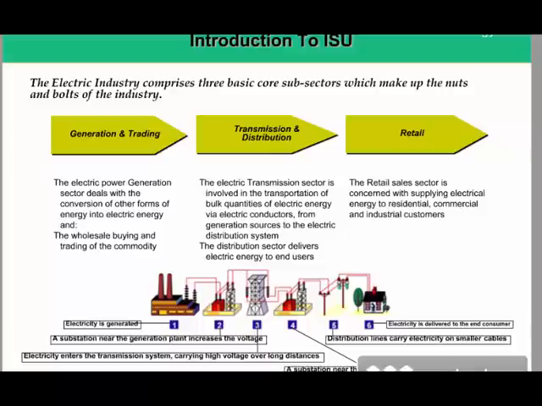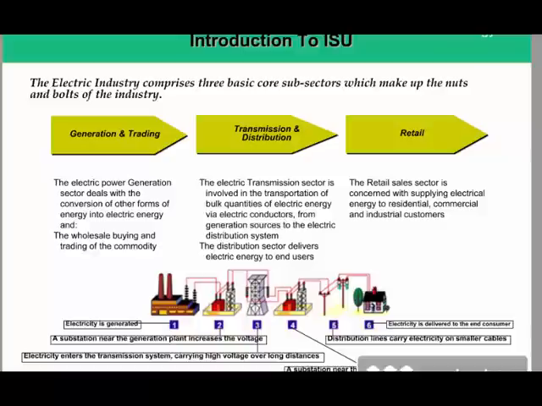At the bottom of this slide, you can see the pictorial view of how the electricity is being generated and then is supplied to the house. So the first one is the electricity generation center, which generates the electricity through multiple ways like thermal generation, hydro, nuclear, renewable, non-renewable, and so on.